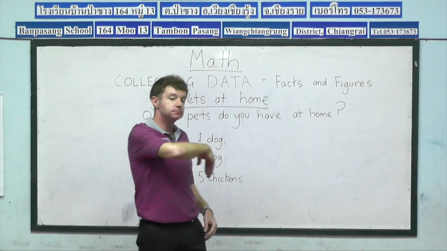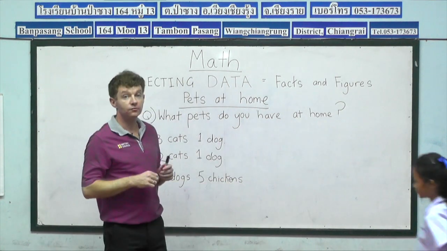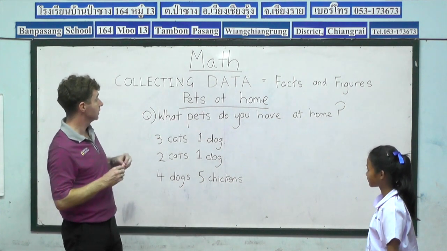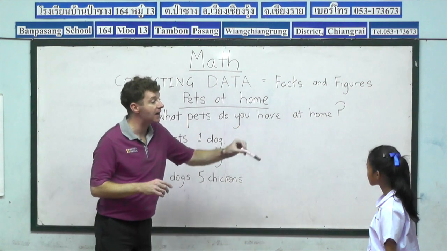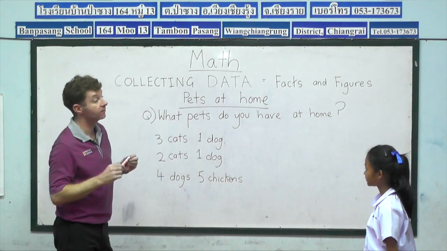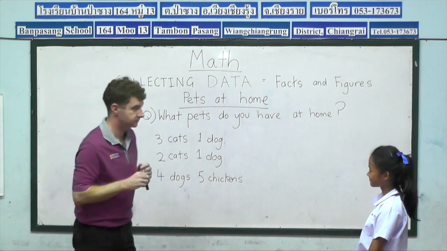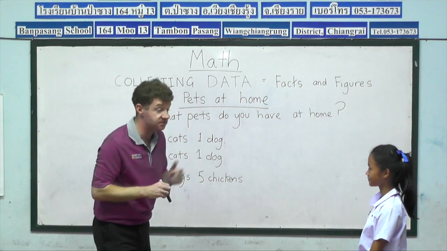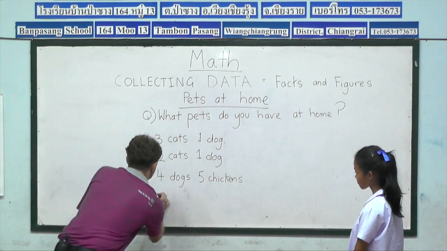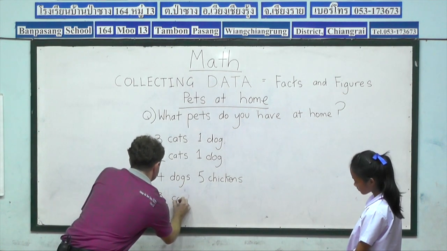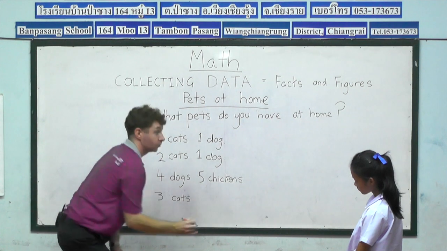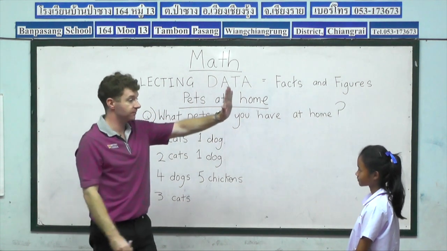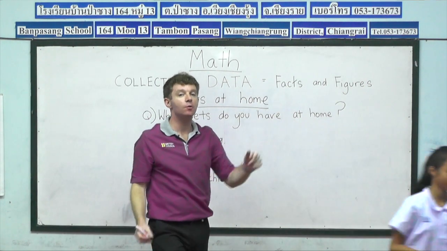Next student, Dan, come and join me at the front. So once again, let's ask Dan the question. What pets do you have at home? Dan, what pets do you have? Three cats. Three cats. Excellent. Three cats. And do you have any more pets? No. Just three cats? Okay. Excellent. High five. Big round of applause for Dan.